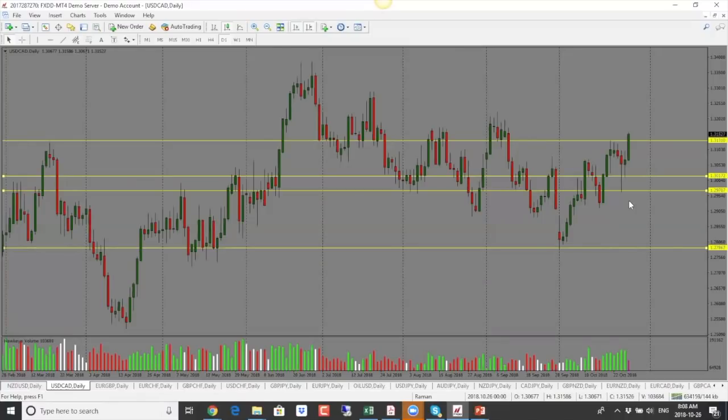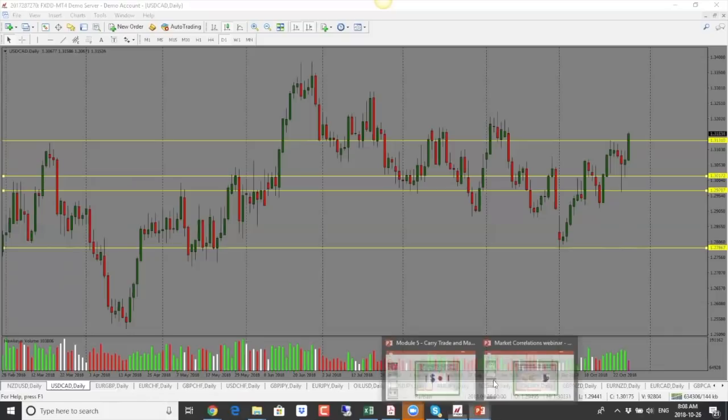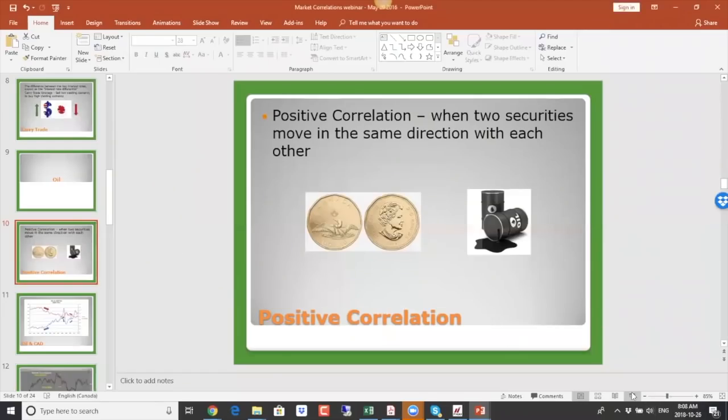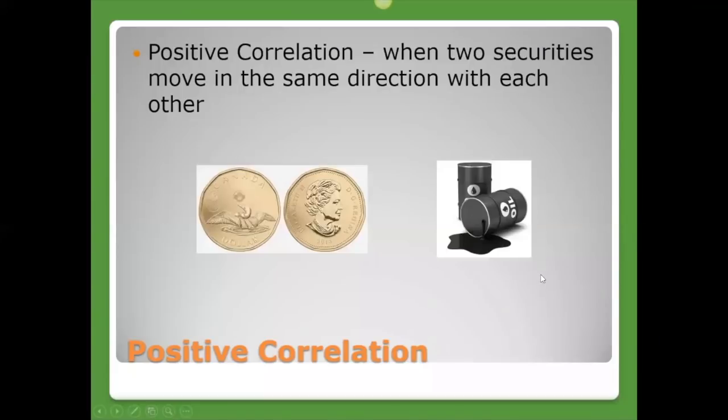When oil drops, Canadian dollar will drop as well, which means dollar CAD will move in the opposite direction, because in this pair the US dollar is the first one. So US dollar will get stronger as Canadian dollar weakens. So when oil drops, dollar CAD goes up. That's what we want to remember. And when oil goes up, dollar CAD will drop because Canadian dollar will strengthen. So there's a positive correlation between Canadian dollar and oil.